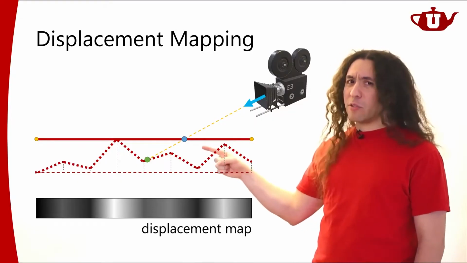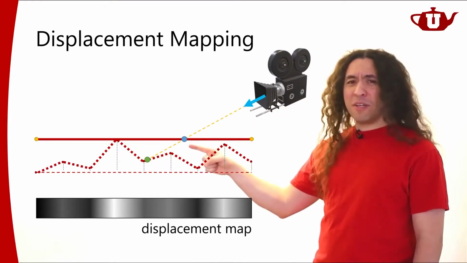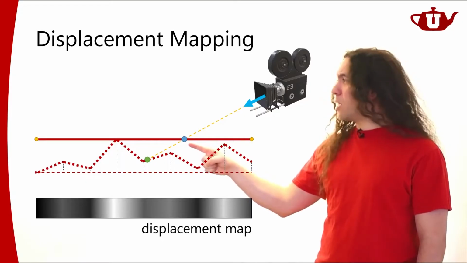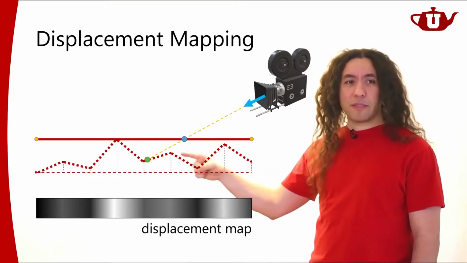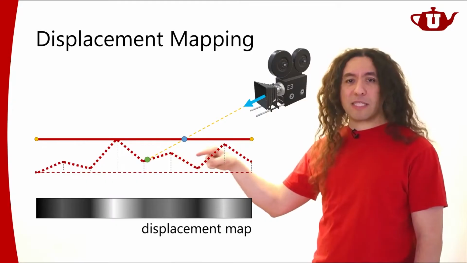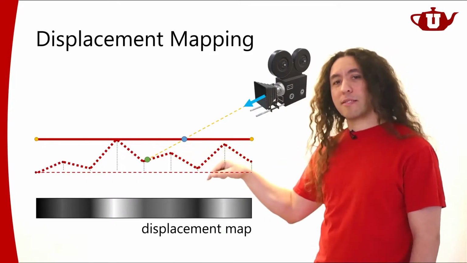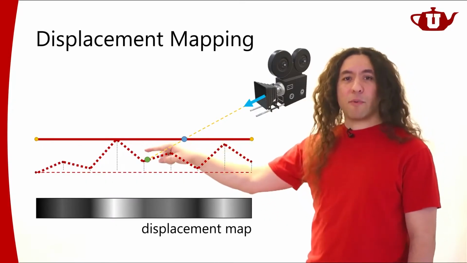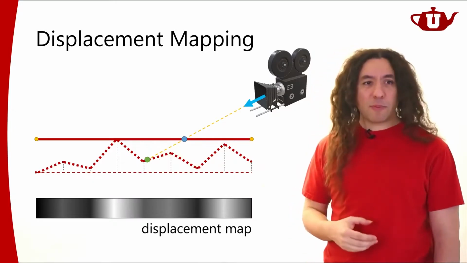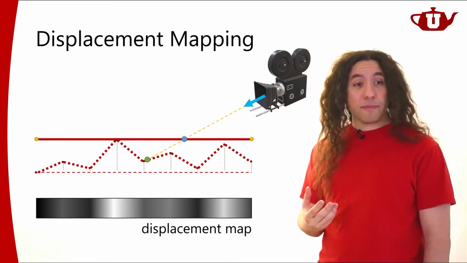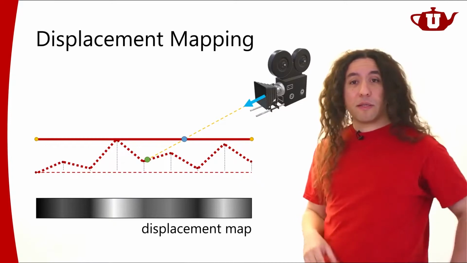Of course, this is not super cheap, right? I need to figure out a way to go from this point all the way to that point, so that's going to be sort of expensive. I'm going to have to go on this displacement map. I'm going to have to figure out where I find this intersection, and that's going to be expensive, but it is doable. It is definitely doable.